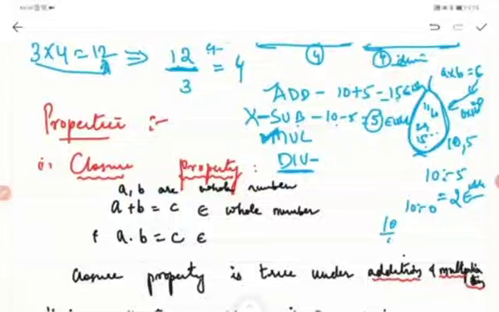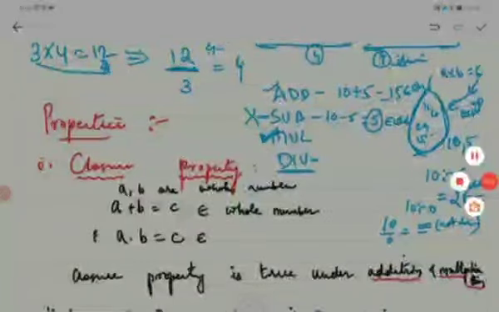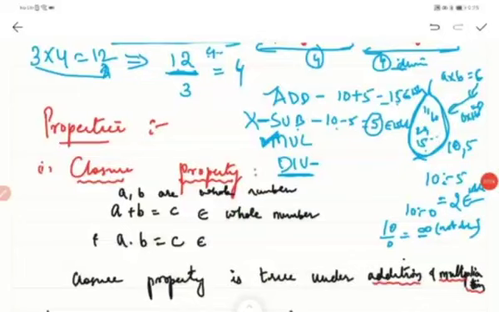Now what if I take 10 divided by 0? Okay, 10 by 0 will be how much? It is infinity, isn't it? This is not defined. So that is why we say that under division the closure property is false.